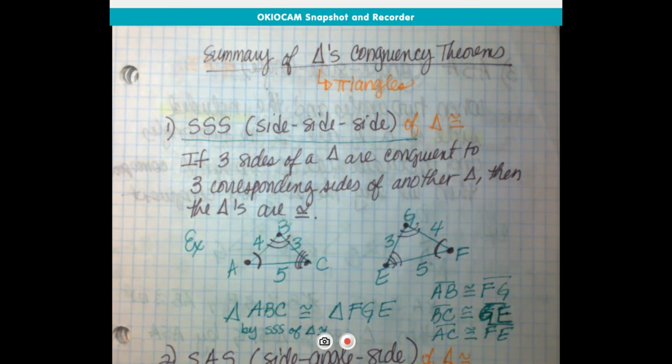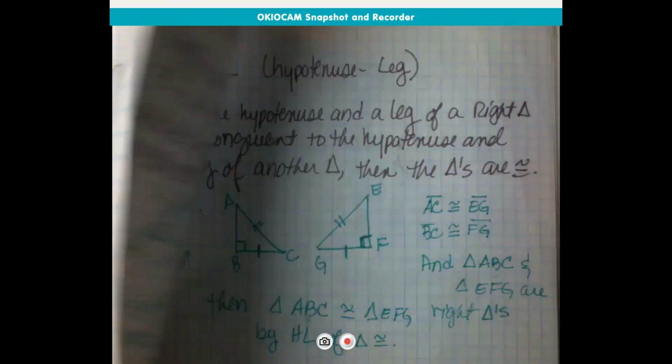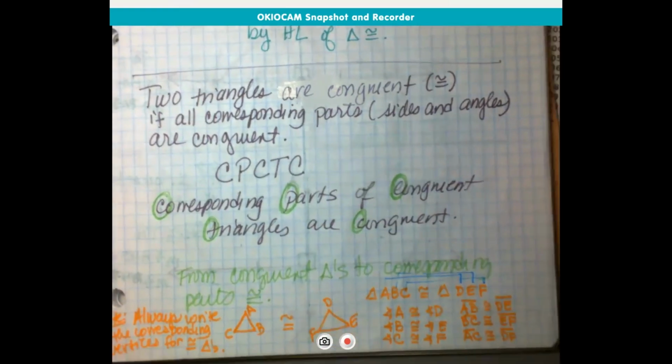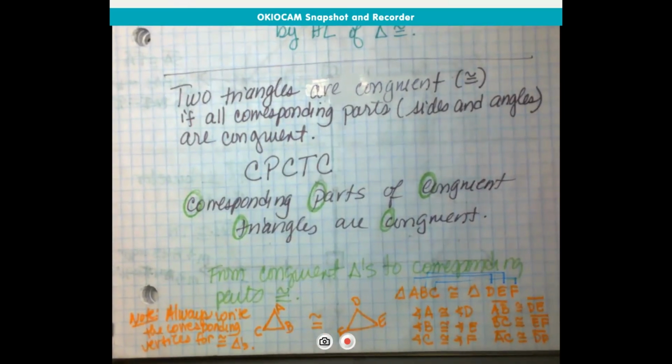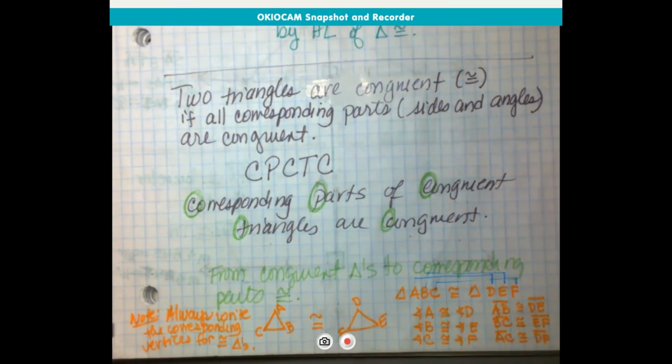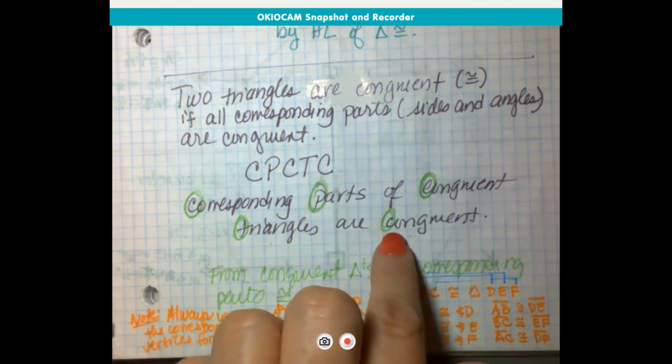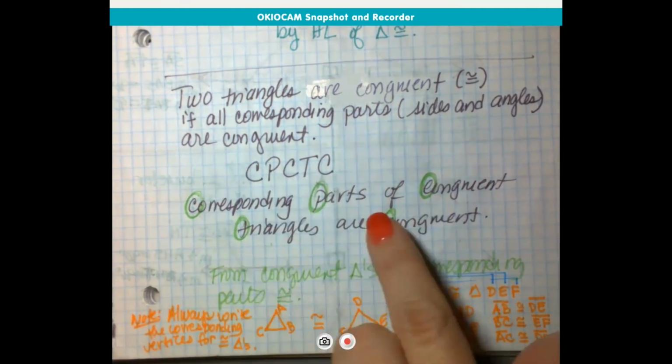Okay. And maybe before we start this, I should tell you about congruency. Let's start with the definition. We're going to say that two triangles are congruent if all corresponding sides and angles are congruent. And we have an abbreviation for that. We call it CPCTC: corresponding parts of congruent triangles are congruent. So it's the first letter of the big words, not the little words.